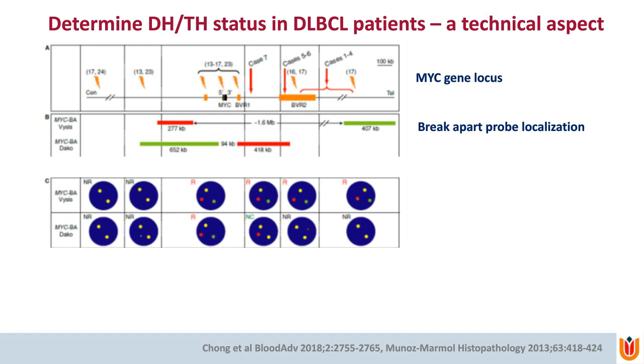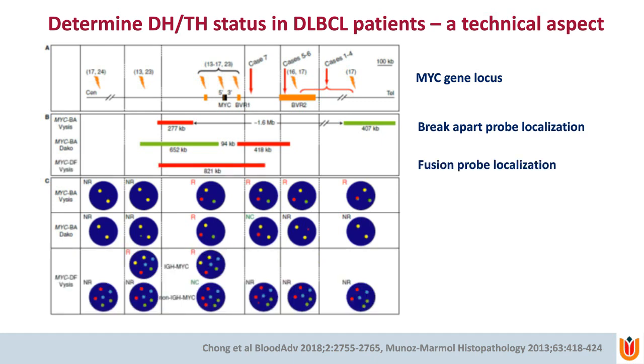If the breakpoint falls way out of the localization of the probes, we just see two yellow signals at the far right, at the far left side. So it's not as easy as it seems, and the upper choice of probes is better than the lower one, but still not optimal. Similarly, when we use fusion probes, where one single probe is located on the one gene and the other on the translocation partner, the patterns get very complex, as you see in the lower examples.